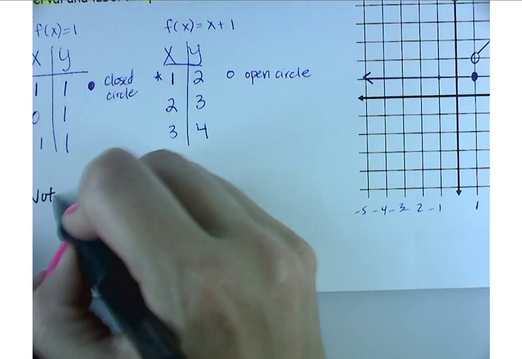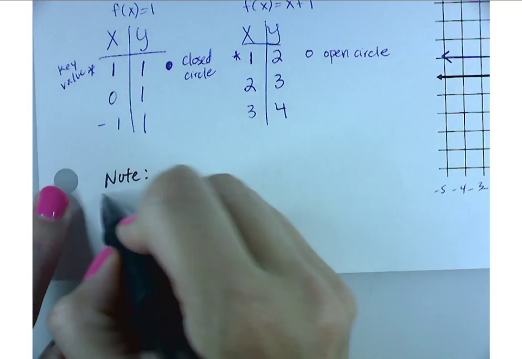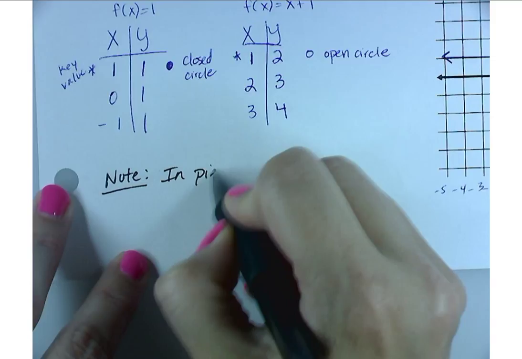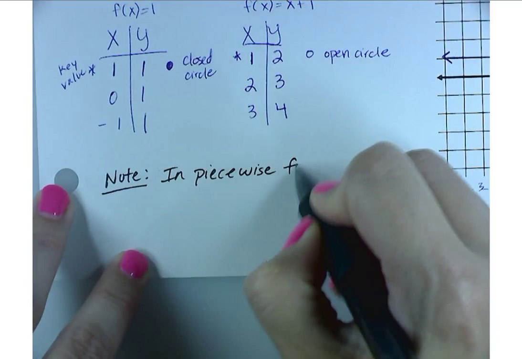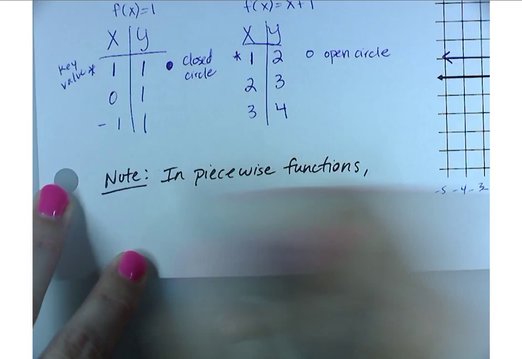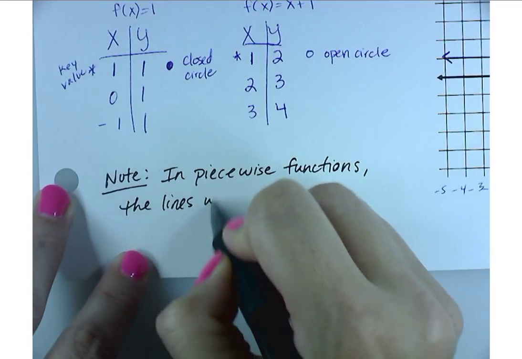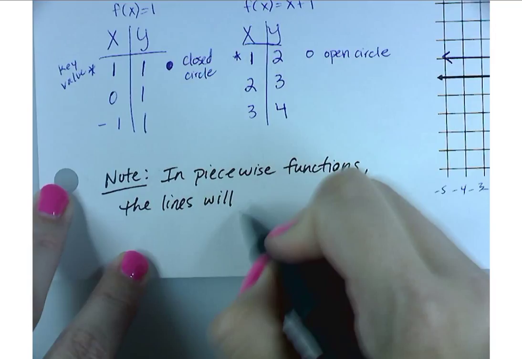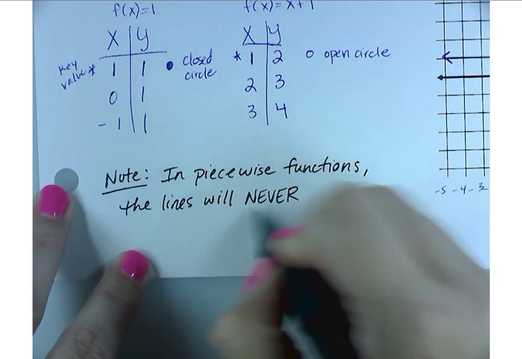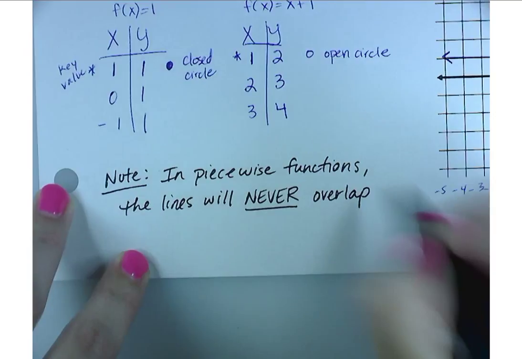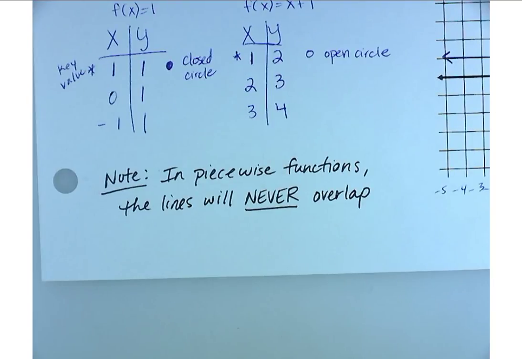So note, in piecewise functions, the lines will never overlap. Okay, and then again, remember I said a point can overlap. The lines are never going to overlap. Okay, so sometimes they will meet at the same point. So we'll actually talk about that in the next one. All right, so then let's flip it over.